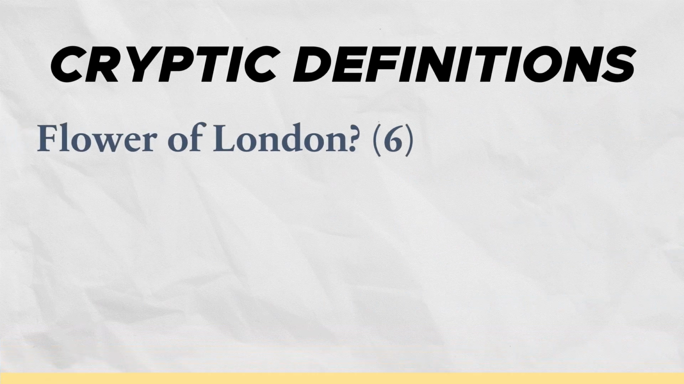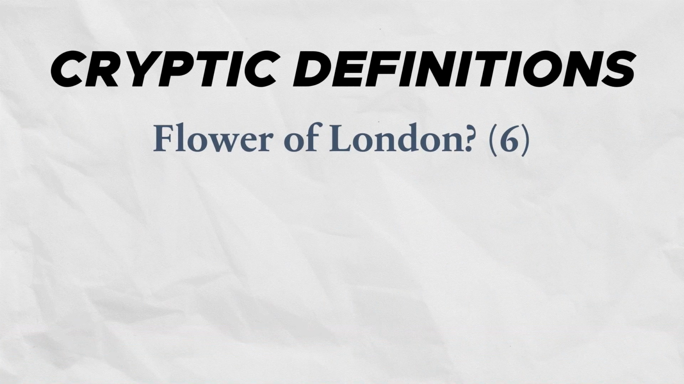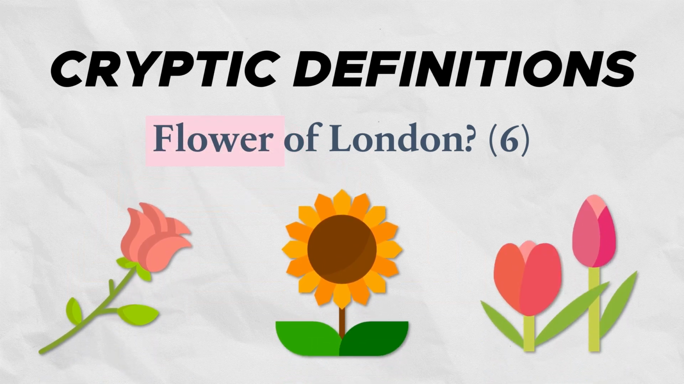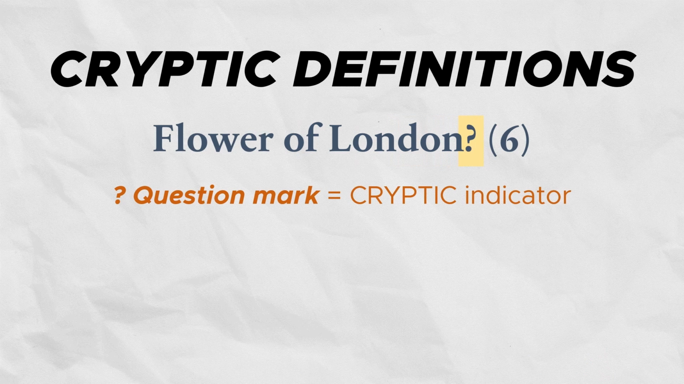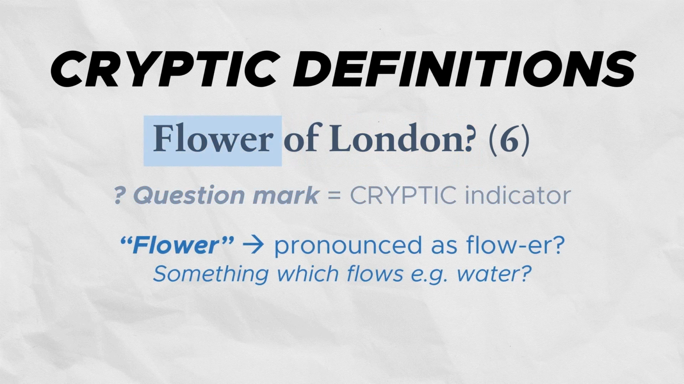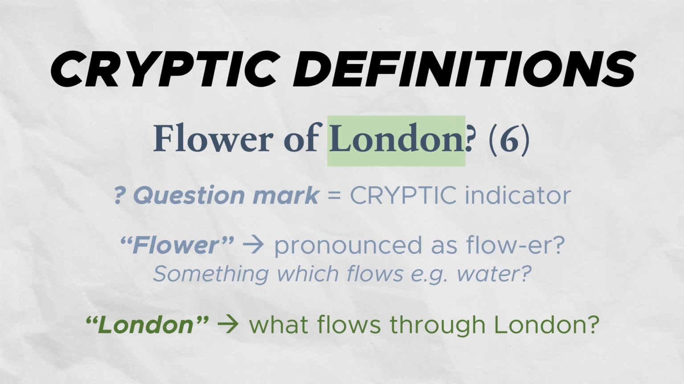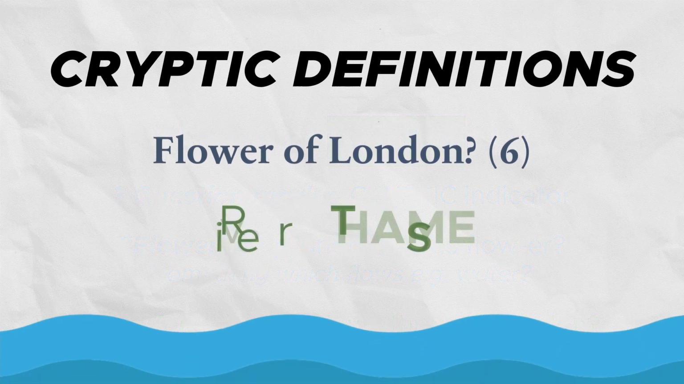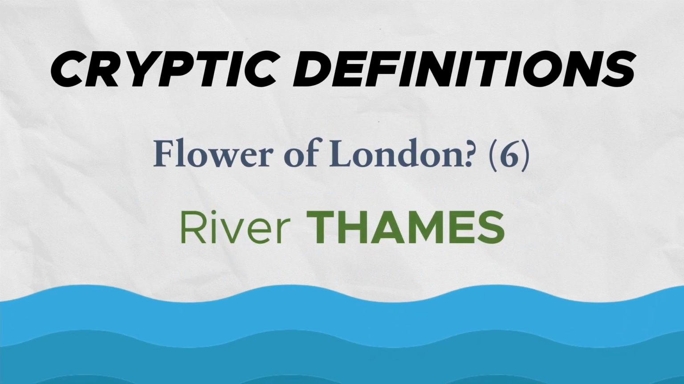Here's an example: Flower of London, 6 letters. When we read the word flower, it makes us think of blossoming plants like roses, sunflowers, and tulips, but the question mark gives us a hint that there's something not quite right here, that there's some trickery involved. We need to go beyond the obvious surface reading. What if we pronounce the word flower differently? What if we said it as flower instead, something that flows like water? Okay, so is there something belonging to the city of London that flows? Well, rivers flow through cities, and London's main river is the River Thames, which just so happens to have 6 letters, so that's our answer.